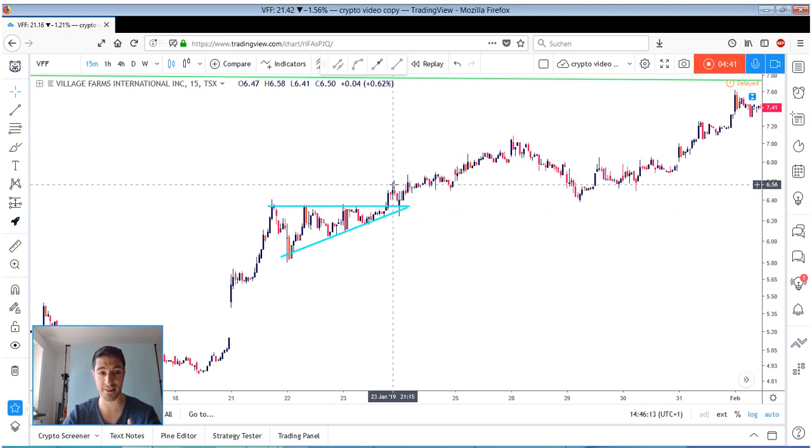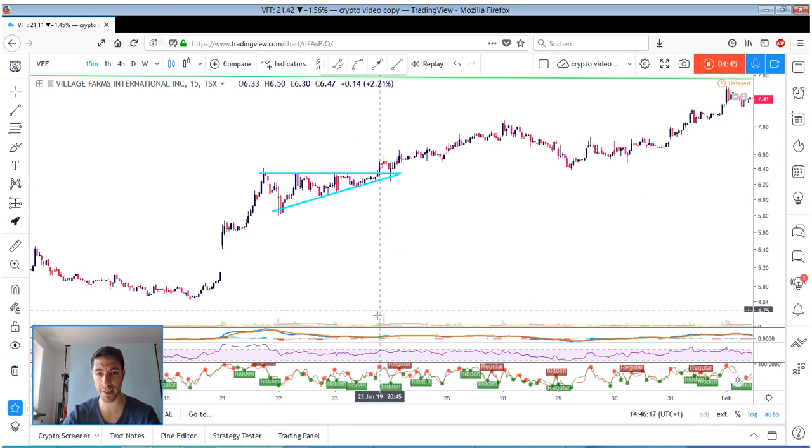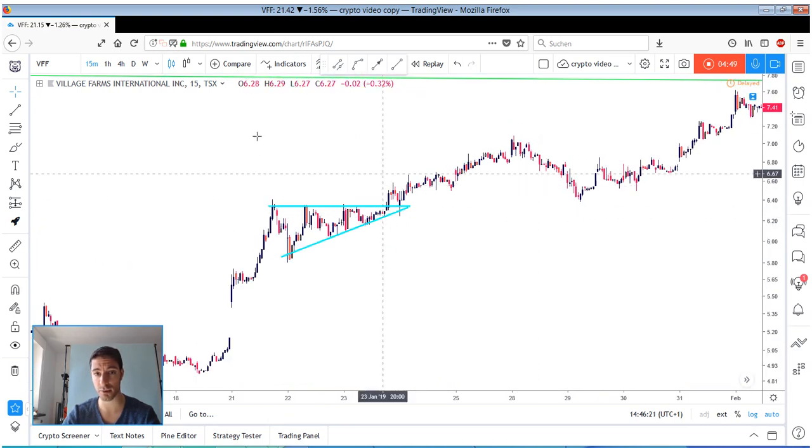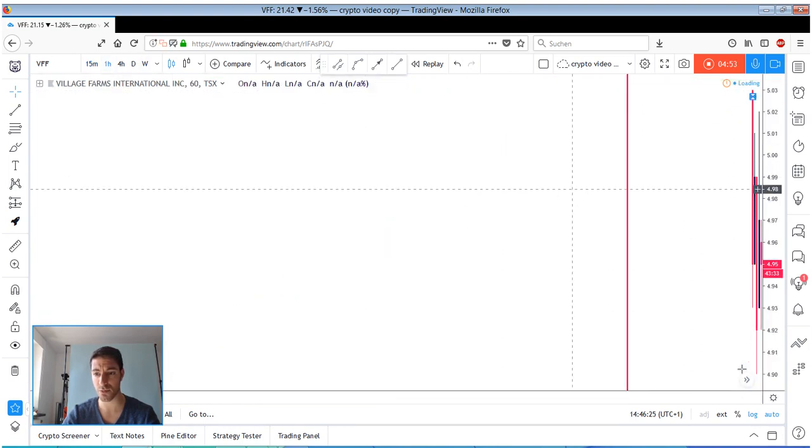Before we break it with a beautiful, perfect break here. Okay, we break, volume confirms. Awesome. Okay, so now let's move higher in the time frame here. Let's have a look what happened once we got the break.